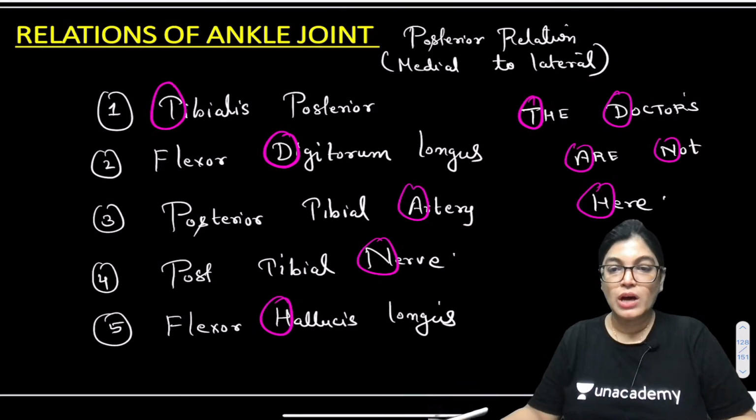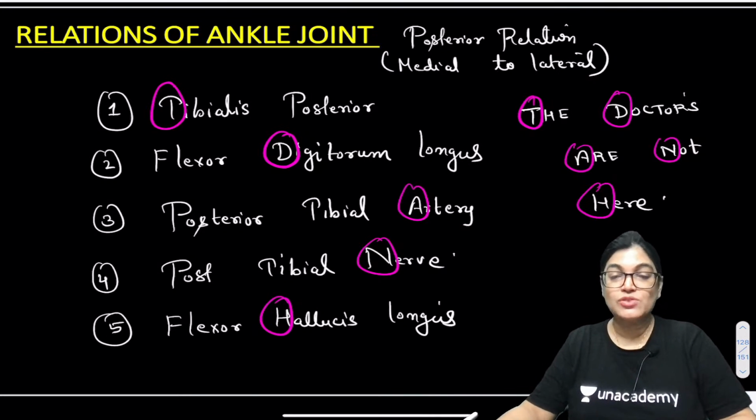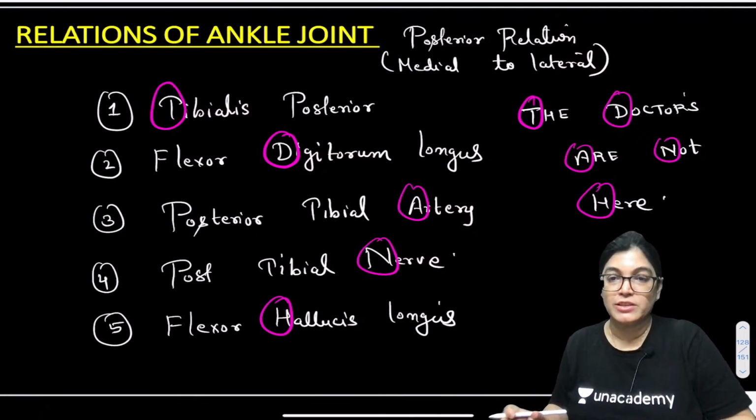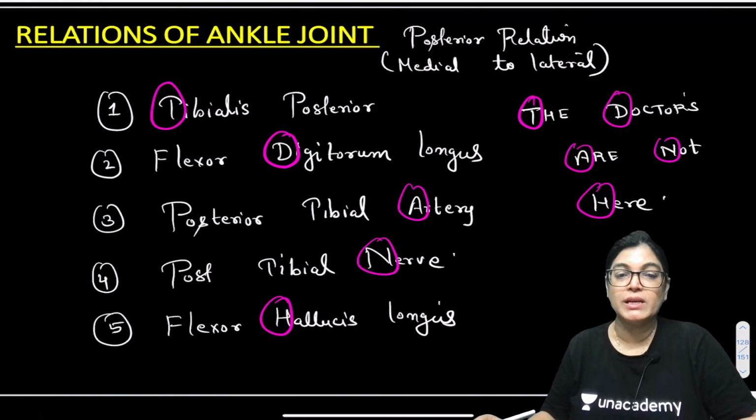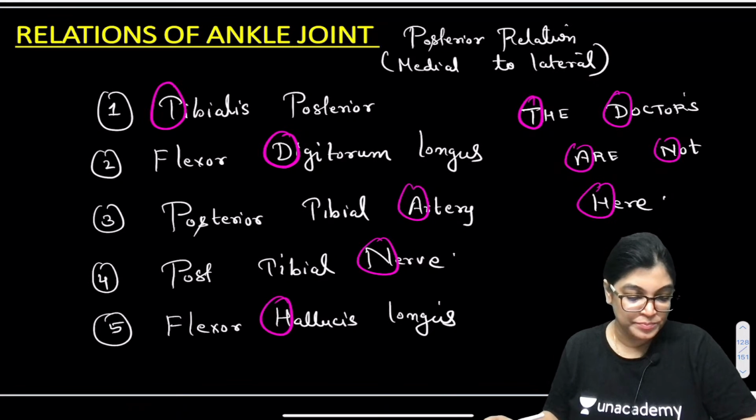So, all of you just note down the relations of ankle joint, the structures related posterior to ankle joint. As we move from medial to lateral, the structures related are tibialis posterior, flexor digitorum longus, posterior tibial artery, posterior tibial nerve, and flexor hallucis longus.